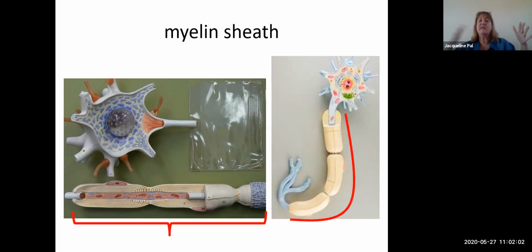Now, all of these Schwann cells together along the entire length of an axon form what is called the myelin sheath. Okay. So the myelin sheath is not one individual cell. It's the entire grouping of Schwann cells plus nodes of Ranvier in the peripheral nervous system. In the central nervous system, they would not be Schwann cells. It would be a different structure.